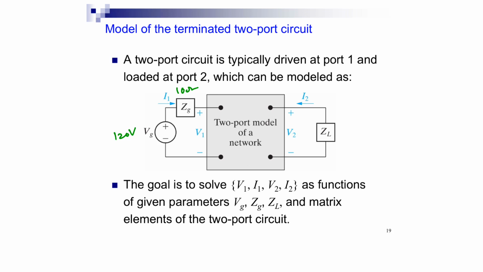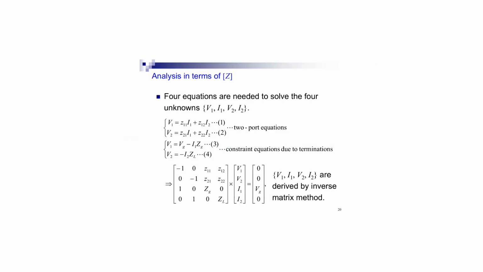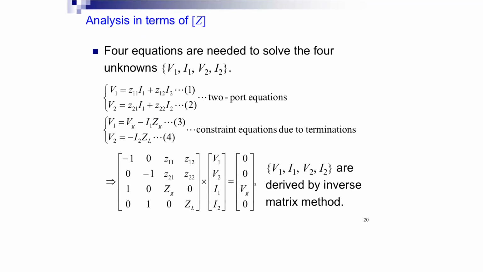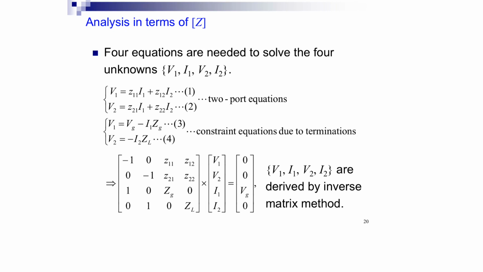So here we are going to solve V1, I1, V2, I2 as functions of the given parameters. Z11, Z12, Z21, Z22 are going to be available. Along with these, the other three known parameters are ZG, ZL, VG. So you are going to calculate V1, I1, V2, I2 from those equations. This is how you can write the four equations.